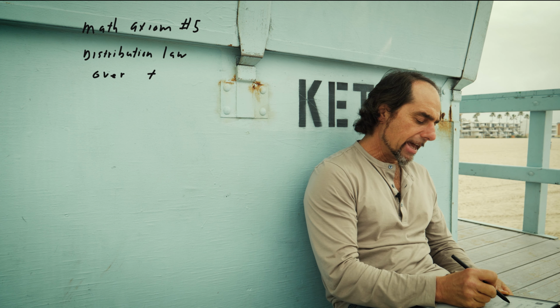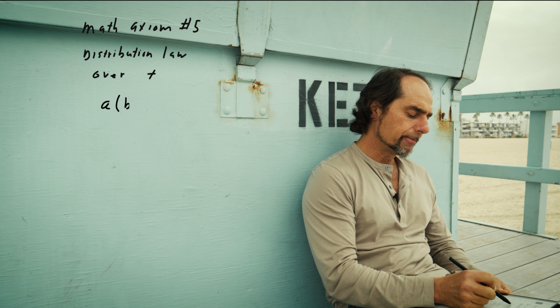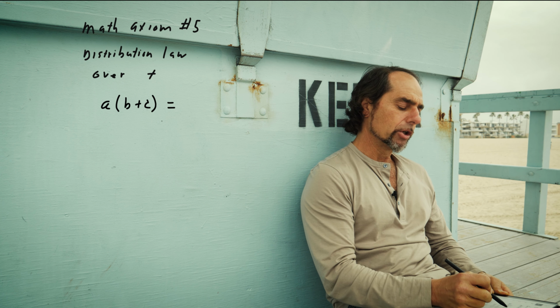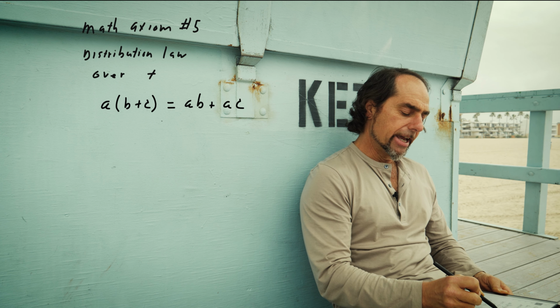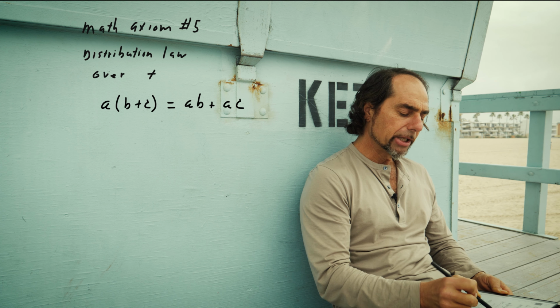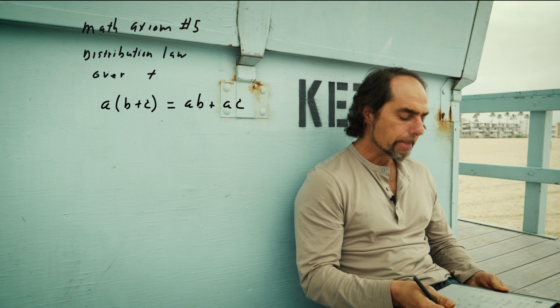Anyways, I went off on a little tangent there, but let's look at the distributive property, and let me just state it in general first. The distributive property goes as follows: A, open parenthesis, B plus C, close parenthesis, is equal to A times B plus A times C.